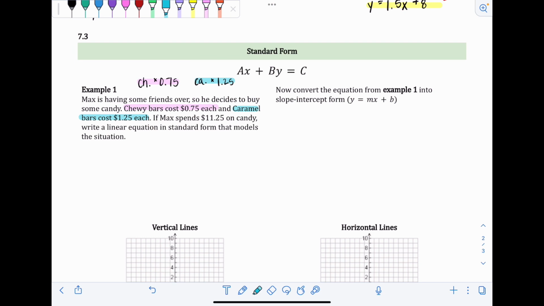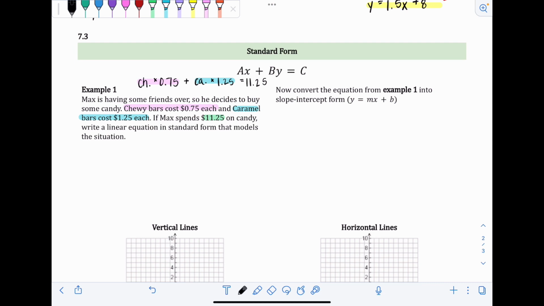So Chewy bars times 75 cents is going to tell you how much you spend on Chewy bars. Caramel bars times $1.25 will tell you how much you spend on caramel bars. And then we know how much he spends in total, which is $11.25. So that means if we add how much he spends on Chewy bars and how much he spends on caramel bars, in total he spends $11.25.